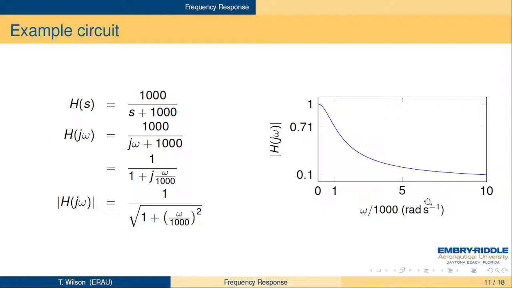Notice on the abscissa here that these are in thousands. So this is omega scaled by 1,000. So here's 1,000 radians per second, 5,000 radians per second, and 10,000 radians per second. And you can see that the gain gets smaller, and it's going to keep getting smaller if we do this for a larger and larger omega.